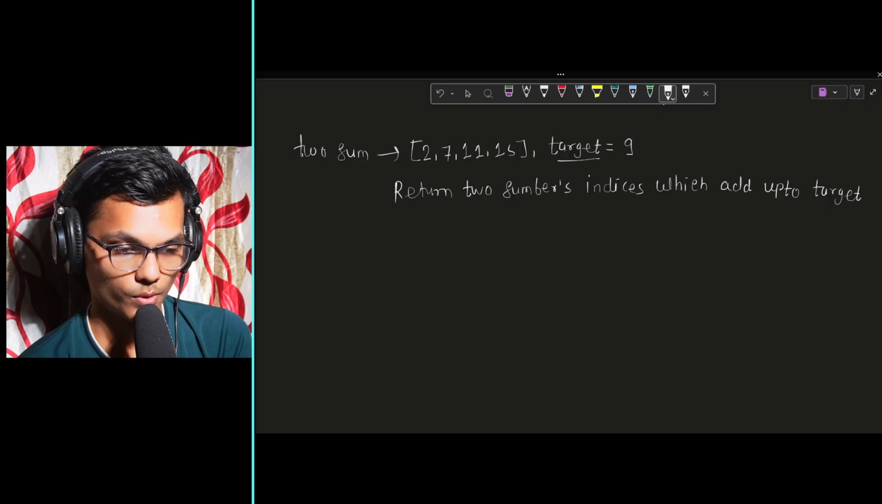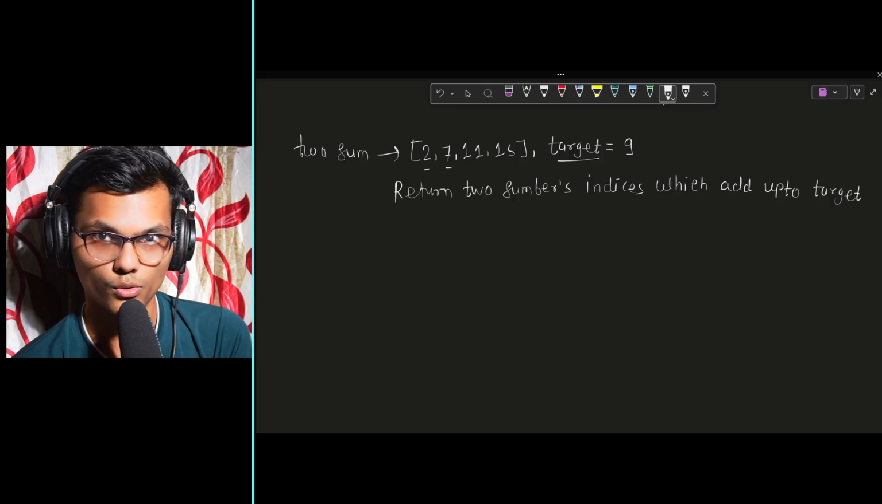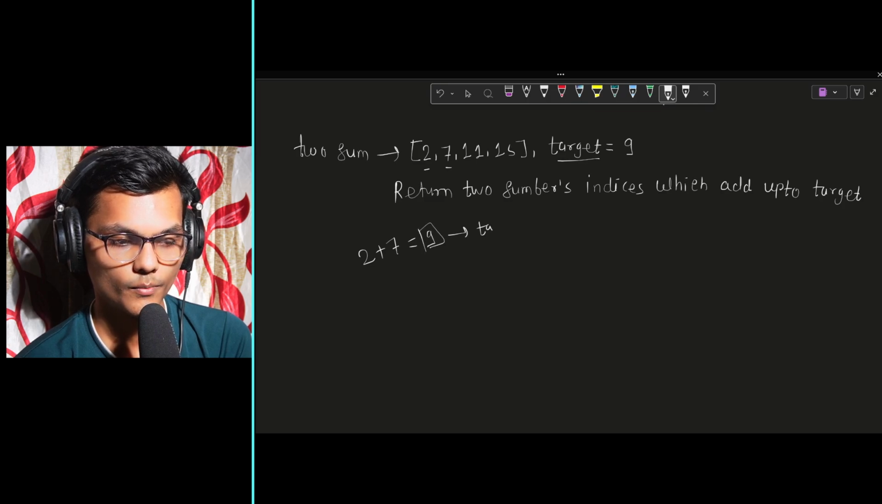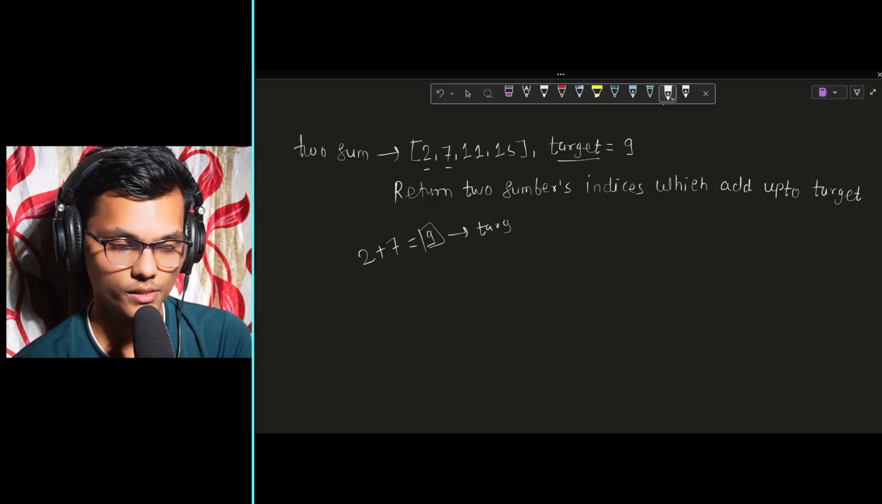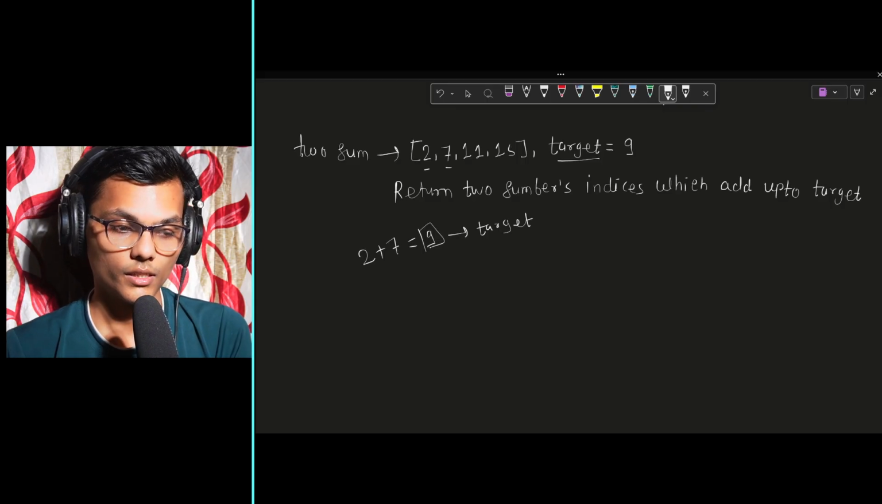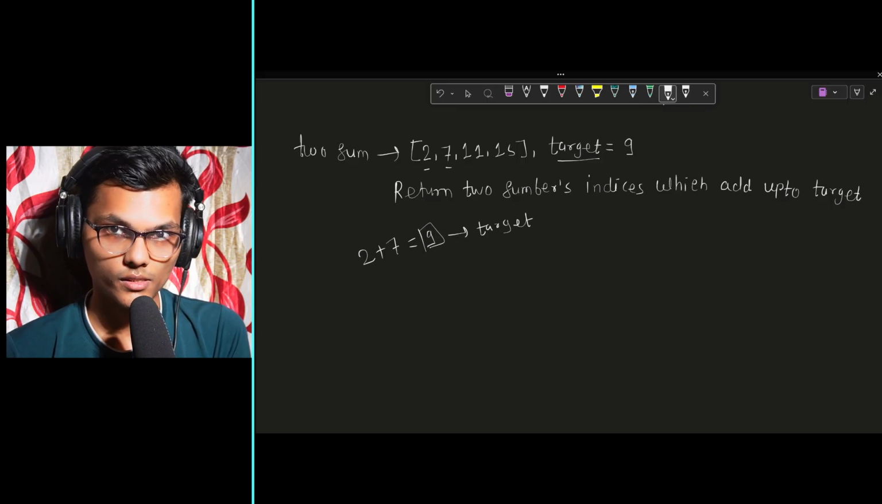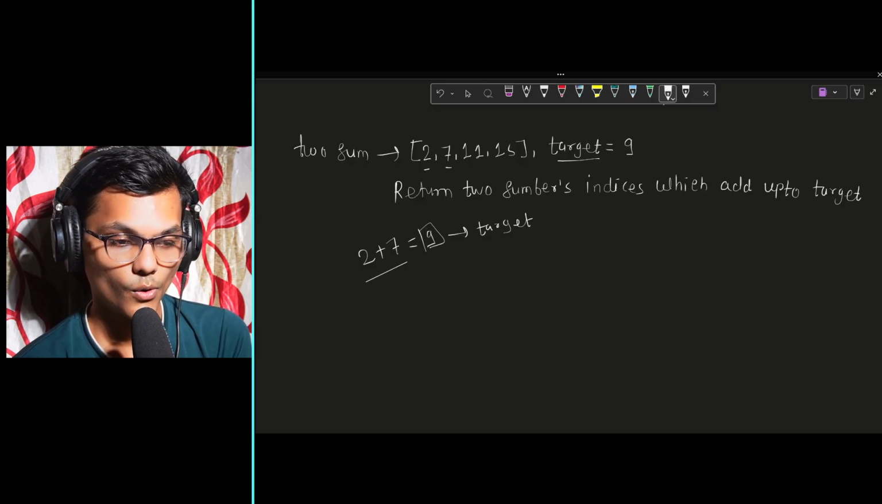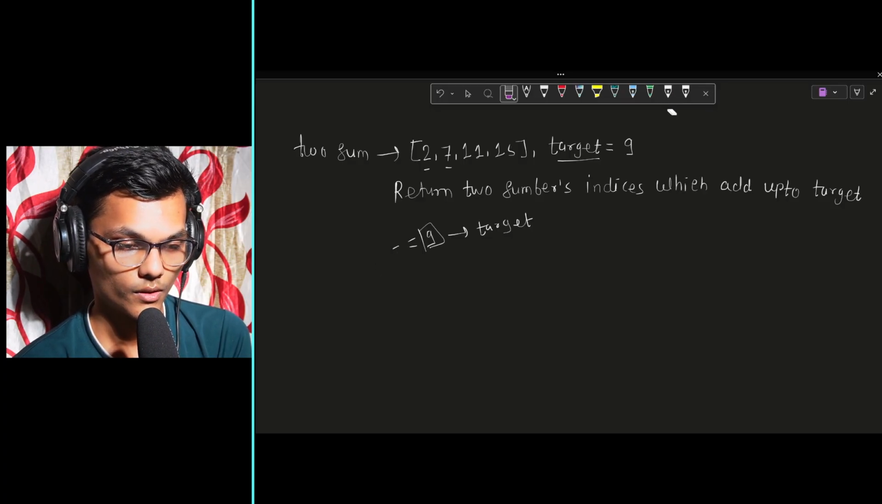Okay, so obviously this is 2 and this is 7. So if we do 2 plus 7, which will be equal to 9, and 9 is also our target. Okay, so that means the sum is equal to target. So then we have to return the indices of those two numbers. Now what are the indices?